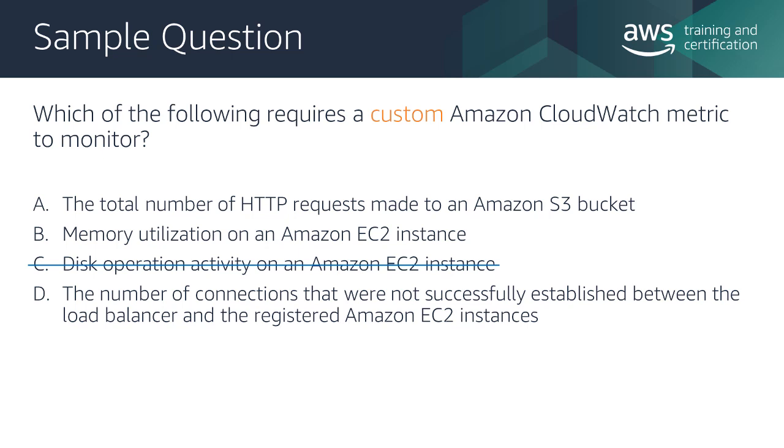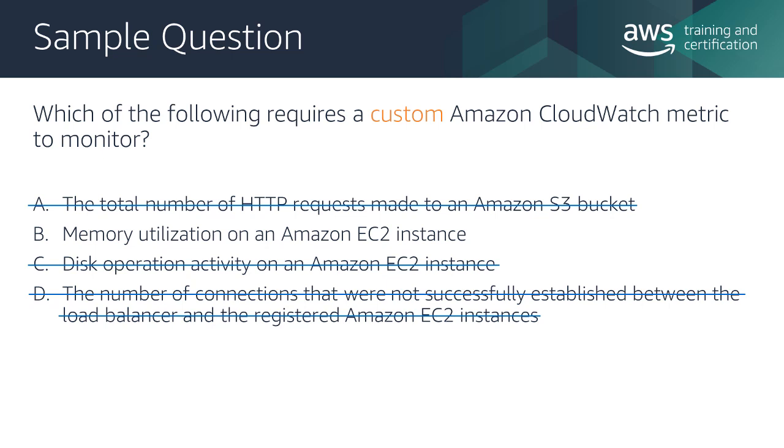Well, option C, going to get rid of that right away. Disk operation activity on an EC2 instance absolutely is tracked by CloudWatch. Option D, the number of connections not successfully established between the load balancer and the EC2 instance. This also is tracked by the ELB system. Finally, the total number of HTTP requests made by the Amazon S3 bucket. This is tracked also through CloudWatch and is available.